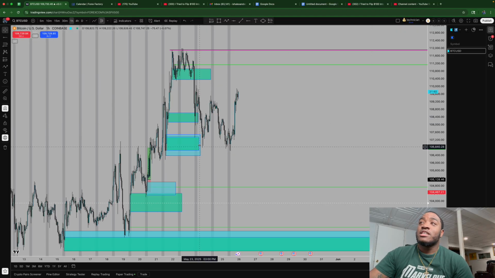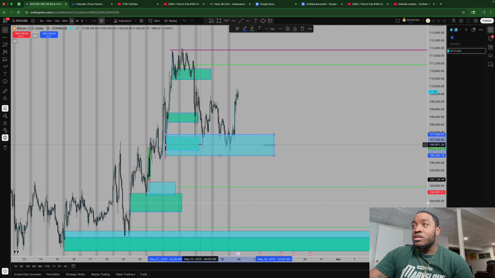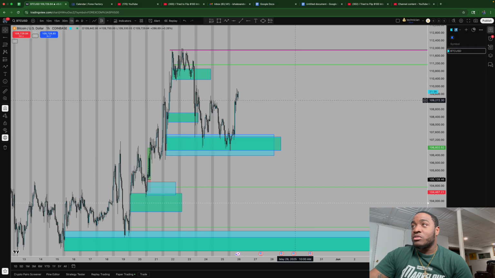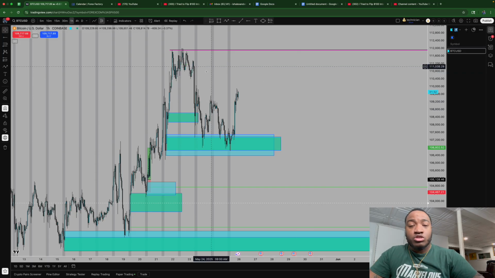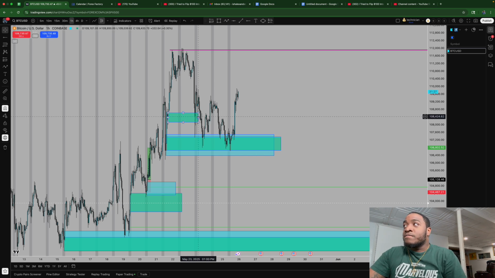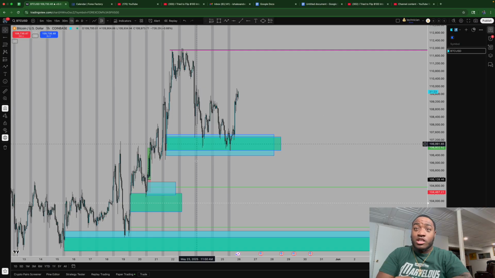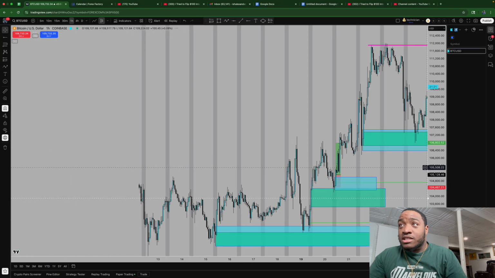And last but not least, we're gonna do Bitcoin. Bitcoin, I always loved Bitcoin. Bitcoin just moves so beautifully. It's so structure based. It's such a beautiful pair, but it's just super expensive, as you can see. 110K. One little move on Bitcoin could really change your whole life, but that's neither here nor there.